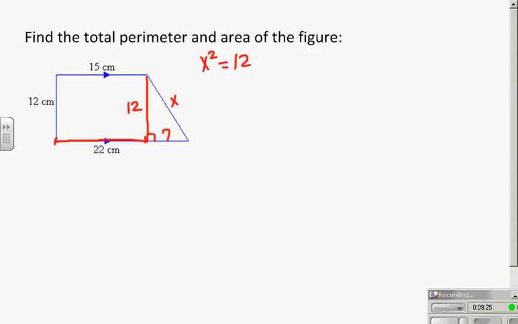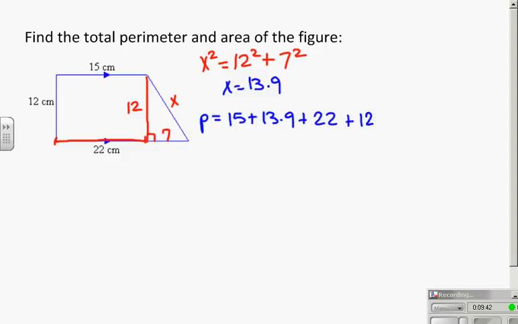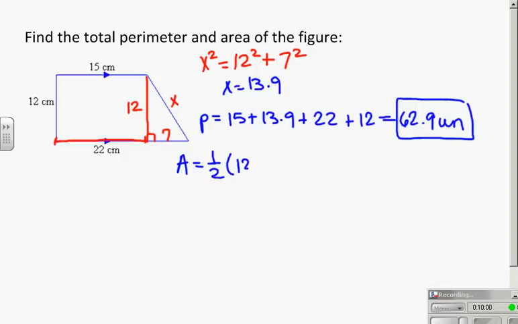And so if I call this x, x squared is equal to 12 squared plus 7 squared, which means that x is 13.9. So my perimeter is going to be 15 plus 13.9 plus 22 plus 12, which equals 62.9 units.